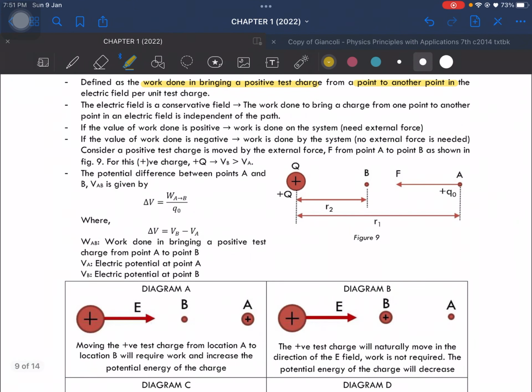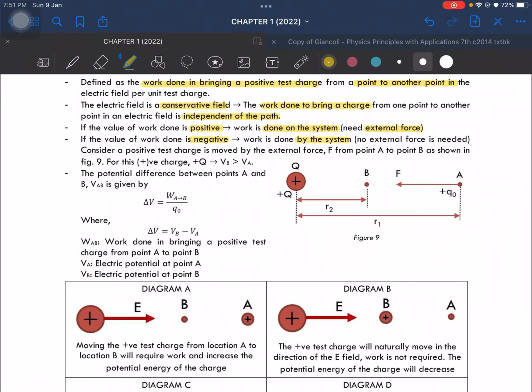Okay, so the electric field is a conservative field, meaning the work done to bring a charge is independent of the path. Okay, so if the value of the work done is positive, the work is done on the system, so it needs an external force. If the work done is negative, the work is done by the system, no external force is needed.